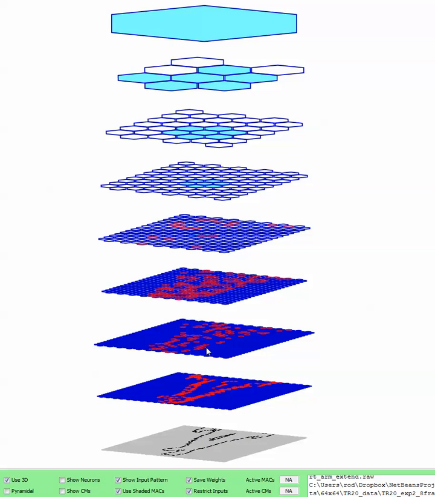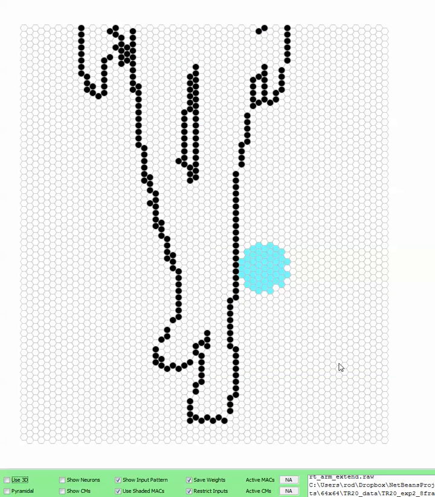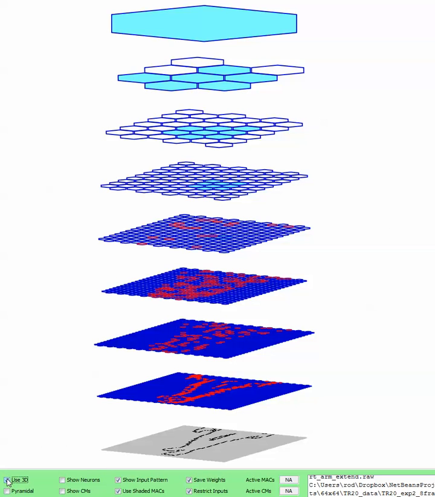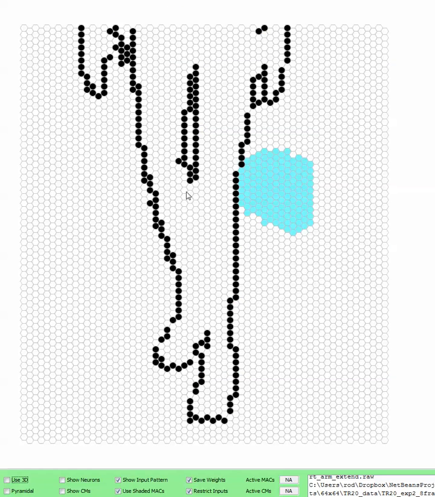So if I now select an L2 MAC, which has become active, and go to the plan view of the input level again, you can see this receptive field is larger than the L1 MAC receptive field. And if we select an L3 MAC and go back to the input level and show the plan again, you can see the receptive field is increasing as you move up the hierarchy.